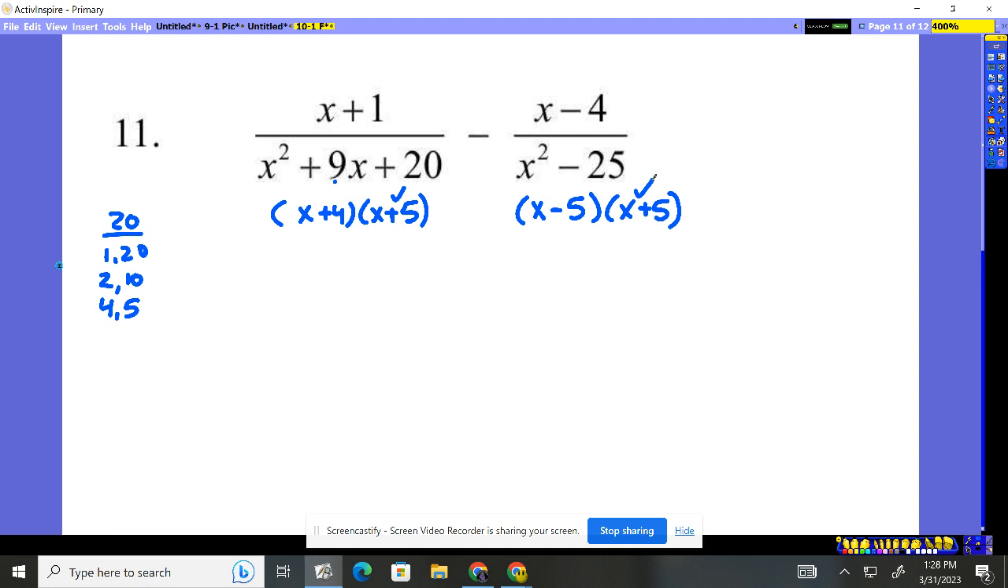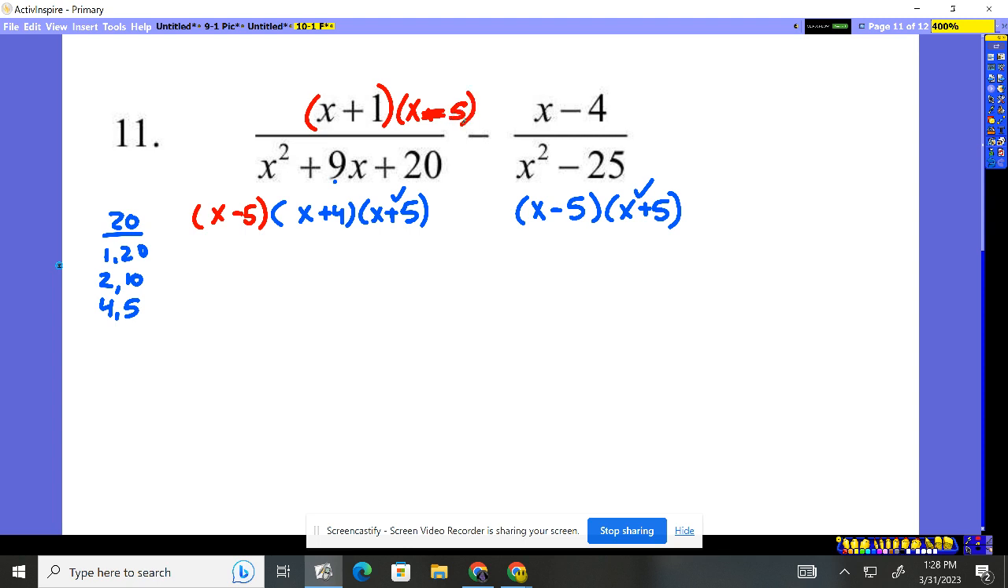Now, this one here has an x plus 4, but it doesn't have an x minus 5. So what I'm going to need to do is multiply this far left one by an x minus 5 so that he has an x minus 5, x plus 5, and the x plus 4. But if I multiply the bottom by x minus 5, this x plus 1 is going to have to be multiplied by an x minus 5.